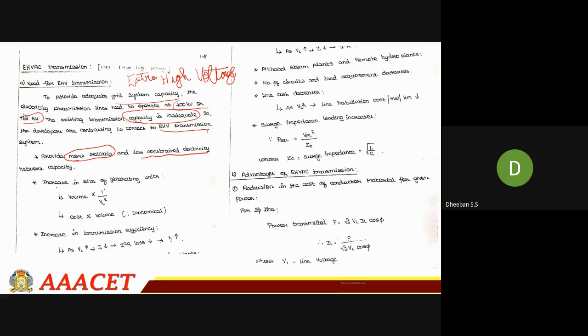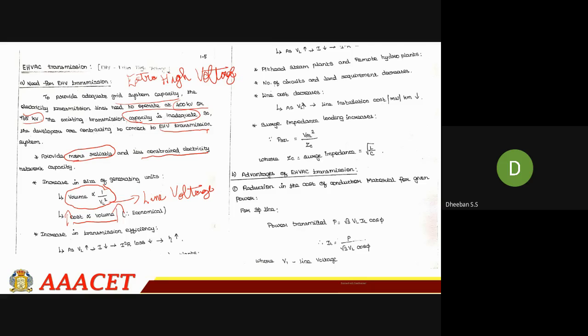Okay, so first thing is that the increase in size of the generating units is directly proportional to the volume, sorry, inversely proportional, because here you can see the volume is inversely proportional to 1 by VL. This VL represents your line voltage. So in order to have a very high line voltage, your volume will be inversely proportional to it. So the second criteria is that your cost will be directly proportional to your volume. That is, if volume increases, your cost will also increase.